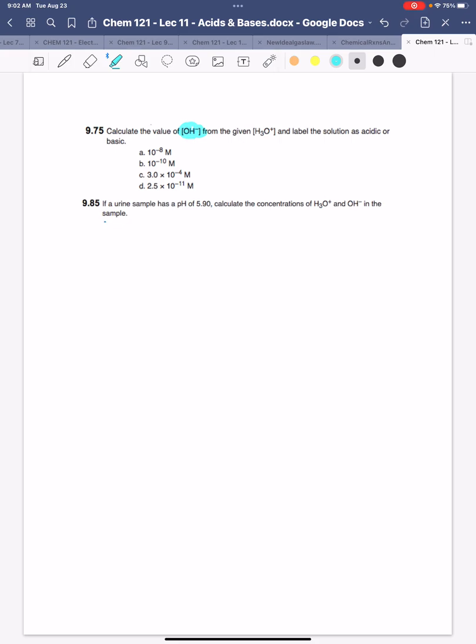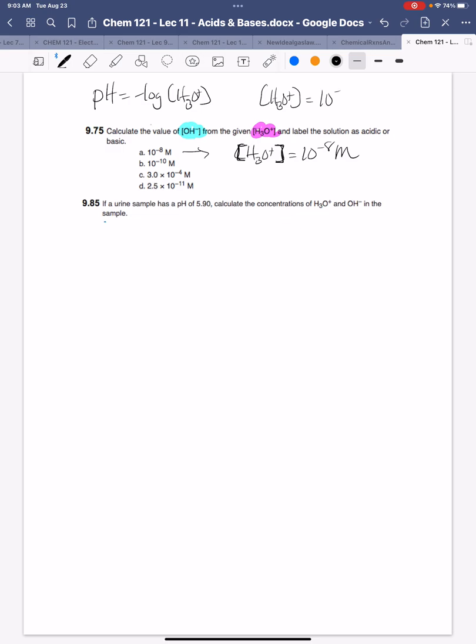Okay, so this question says calculate the OH concentration when we're given the H3O plus. Basically what that implies is these numbers right here, this is the H3O plus concentration as 10 to the negative 8th molar. I don't know that I mentioned this before, but when we do these brackets right here, that just implies concentration and molarity. So we don't even have to do much here. Our formulas are: pH is equal to the negative log of the H3O plus concentration. H3O plus concentration is equal to 10 to the negative pH.